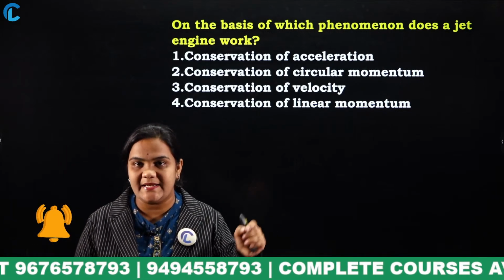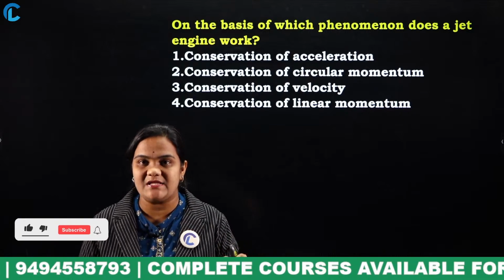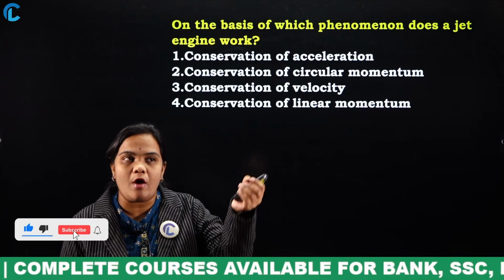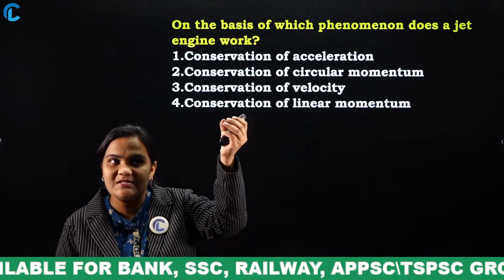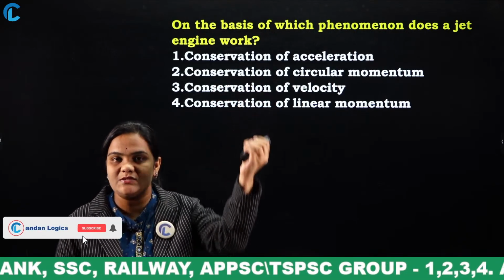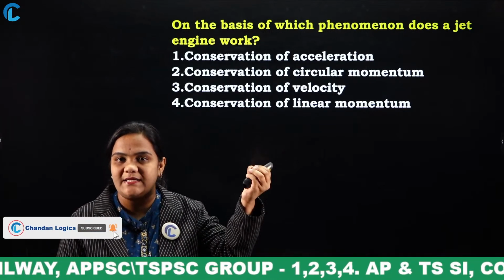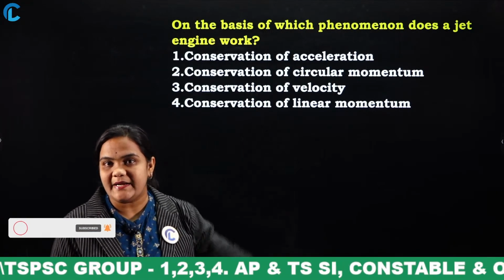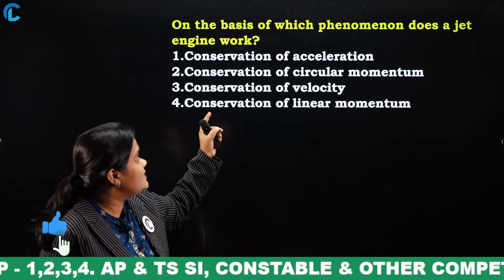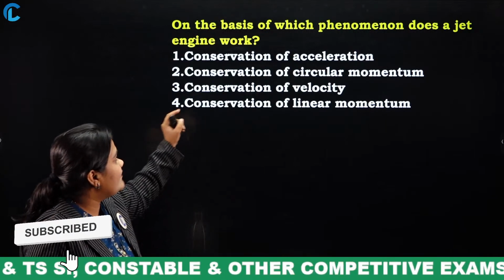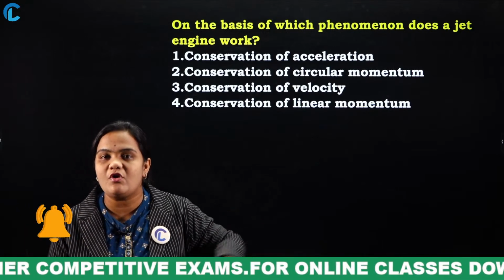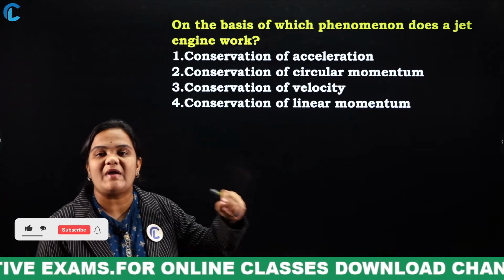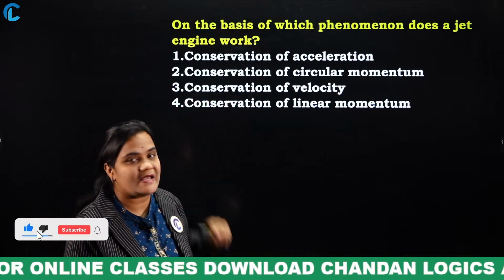Conservation of acceleration. What is conservation of acceleration? If an object is falling from a certain height, what we can observe is that at first it will move very slowly, and after reaching a certain height it will fall with rapid movement. So, that is conservation of acceleration. When it comes to conservation of circular momentum, the planets revolve around the sun. This is the perfect example for conservation of circular momentum.